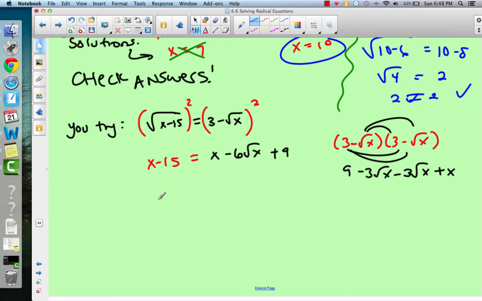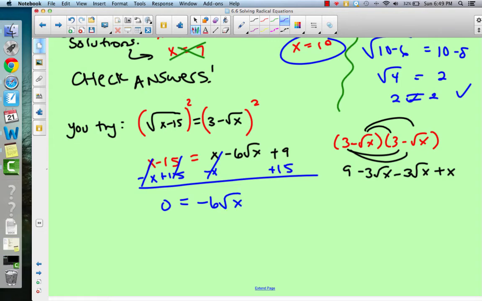And now I can start moving things to one side. So I'm going to subtract the x over here and add the 15 to the other side, just moving everything over to one side. So these cancel, and I'm left with 0 equals, x minus x cancels out, so negative 6 times the square root of x, and then 9 plus 15, so that's 24. And then we can now start solving.